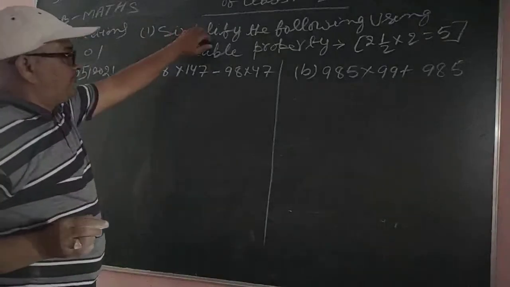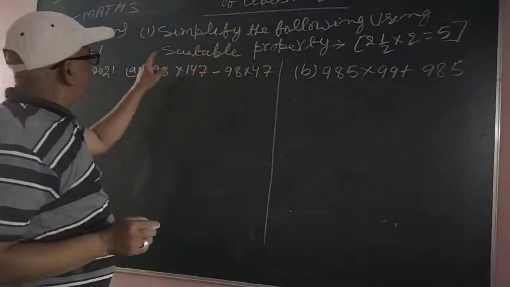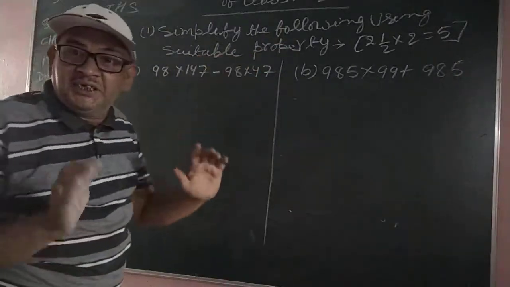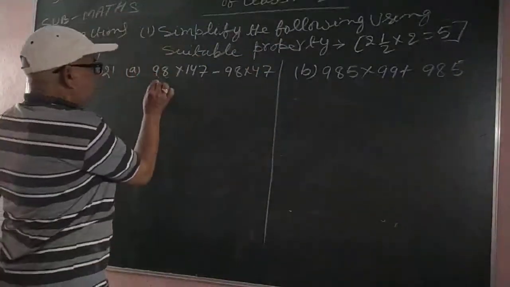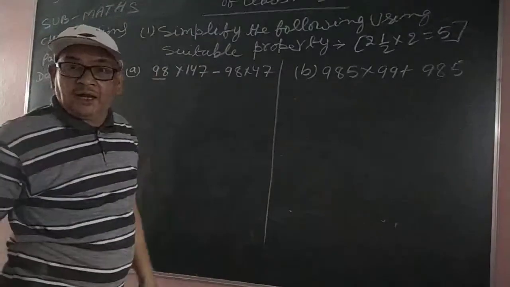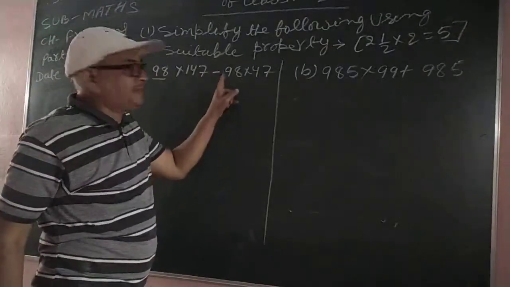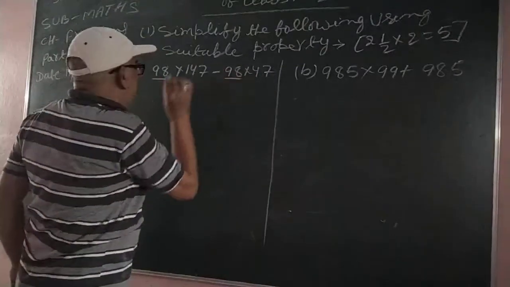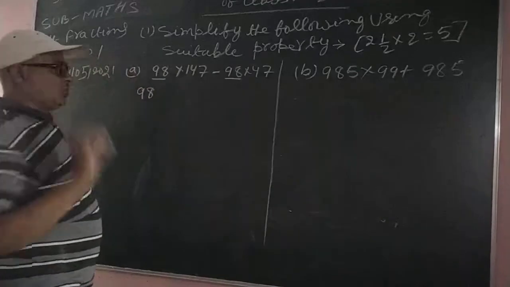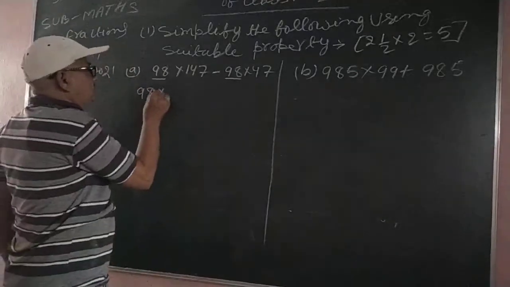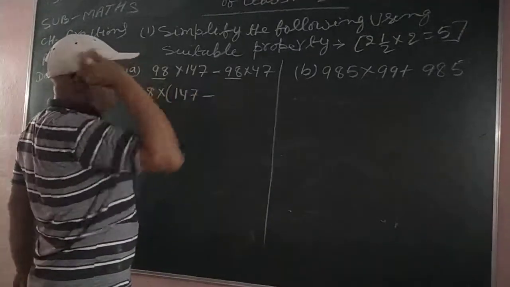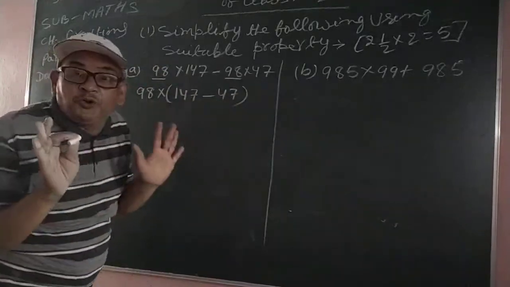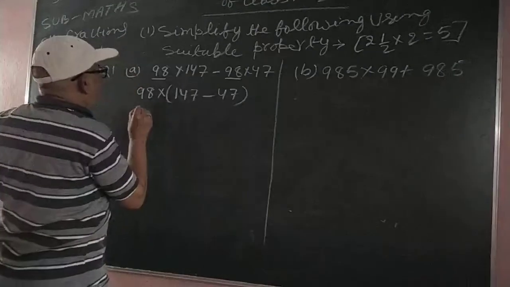First question is: simplify the following using a suitable property. See, the property is written directly. You are not going to multiply. Listen, 98 into 147 minus 90 into 98 into 47. What you will do is take 98 common, and now into 147 minus 47. This is called the distributive law. What is this called? Distributive law.